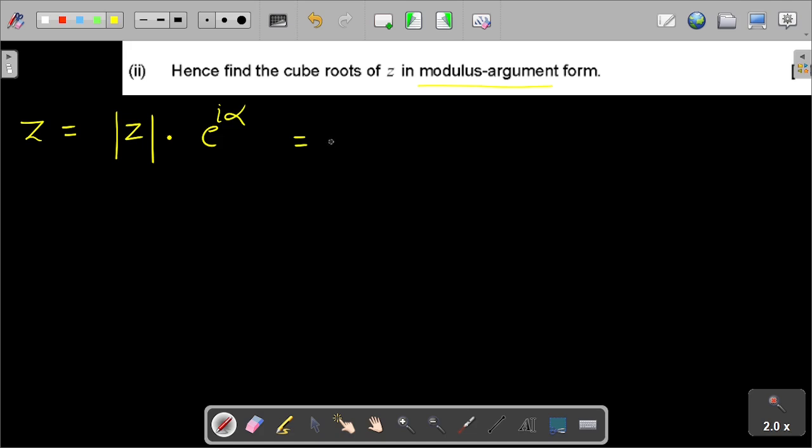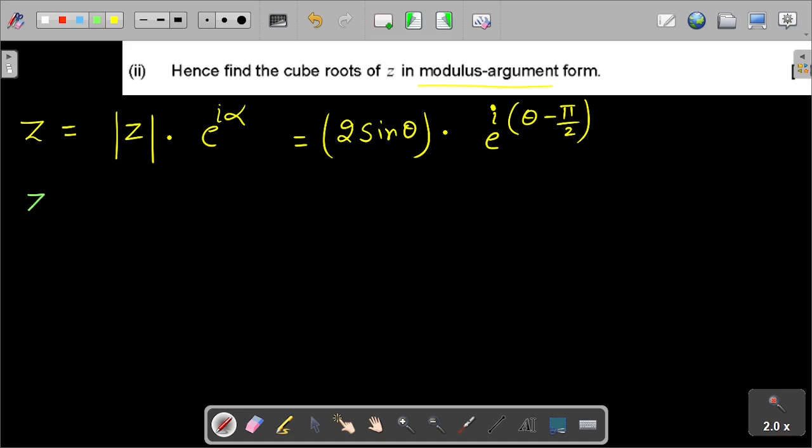So mod z is what? Mod z, we have found this, it was 2 sine theta. So we can write 2 sine theta, this is the mod of z, into e raised to power i. What was my alpha? Alpha was theta minus pi by 2. So we have to write here theta minus pi by 2, right? So this is the complex number z in its modulus argument form.